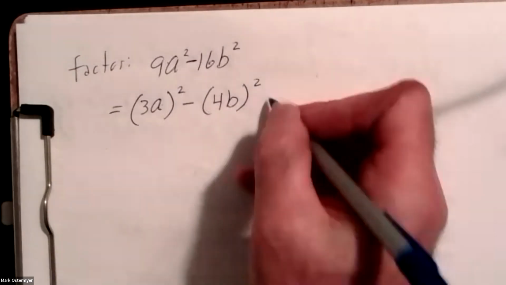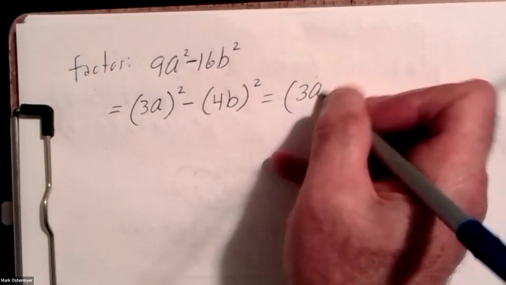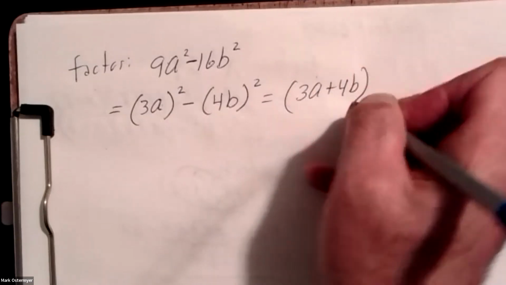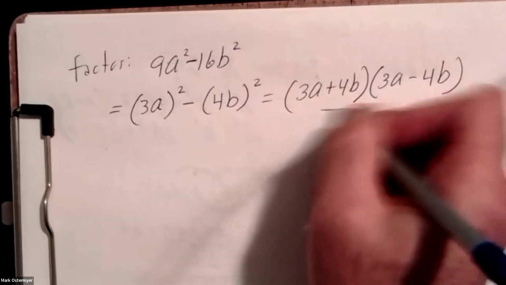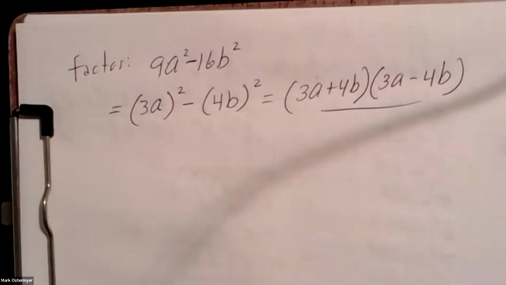And since that's the case, this would factor into 3a plus 4b times 3a minus 4b. And we're done. That, ladies and gentlemen, is the factorization of the difference of those squares there.